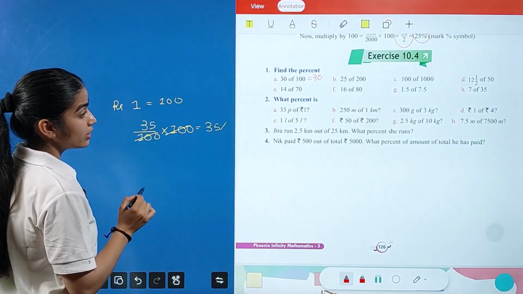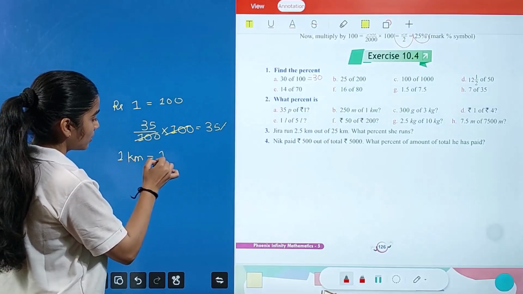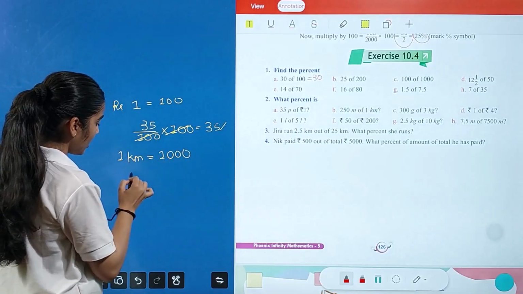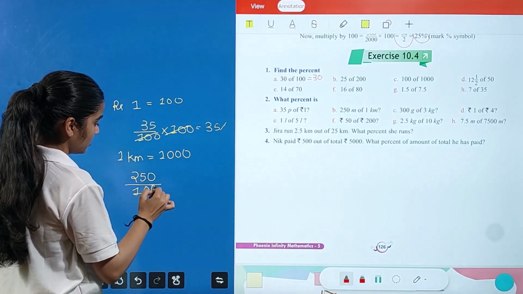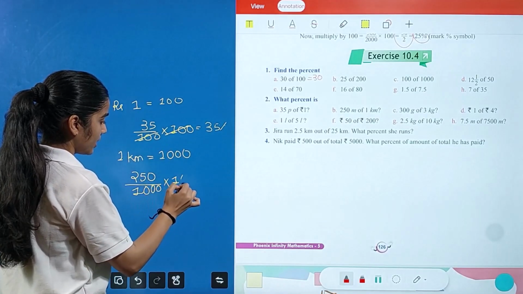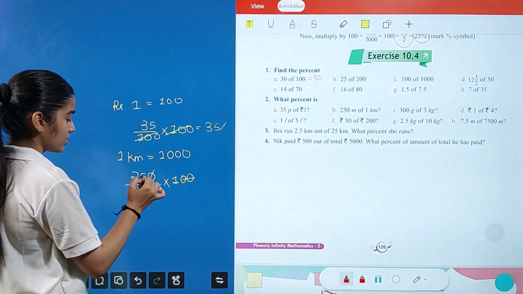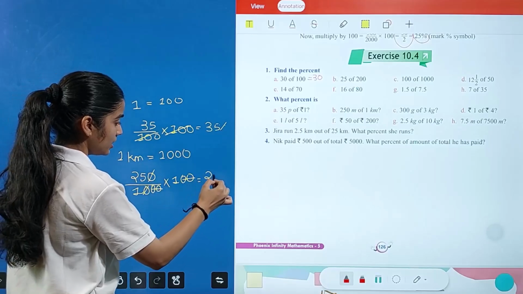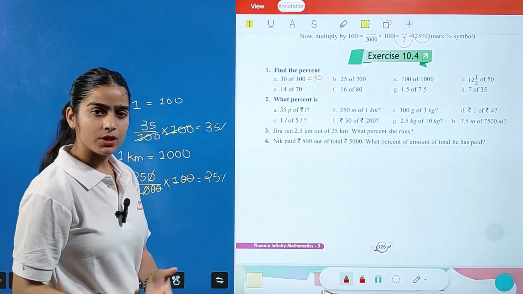Now 250 meters of 1 kilometer. So 1 kilometer is equal to 1000 meters. And we have 250 upon 1000, multiply it with 100. Two zeros cancel out with two zeros, 1 cancels with this, and you have 25%.